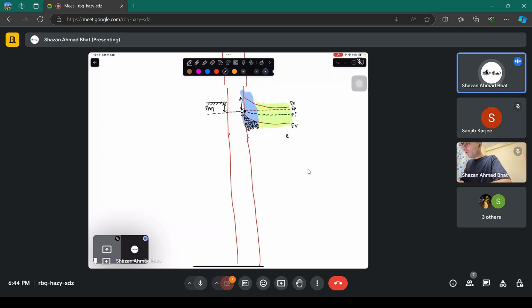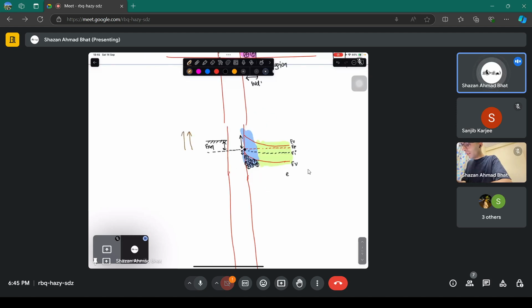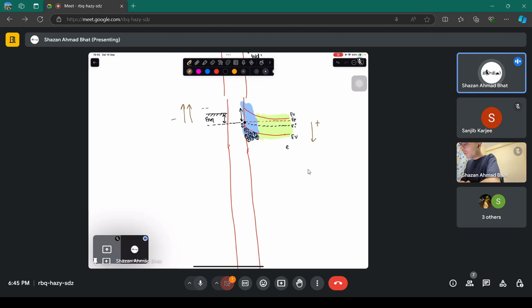Now what you do is go on increasing the negative voltage. Apply more negative voltage. What is going to happen? This is going to shift further. This particular Fermi level is going to go below the intrinsic level. The Fermi level is going to be here, but the bending will be so huge that it will look something like this. This bending will also increase, and it will become something like this.